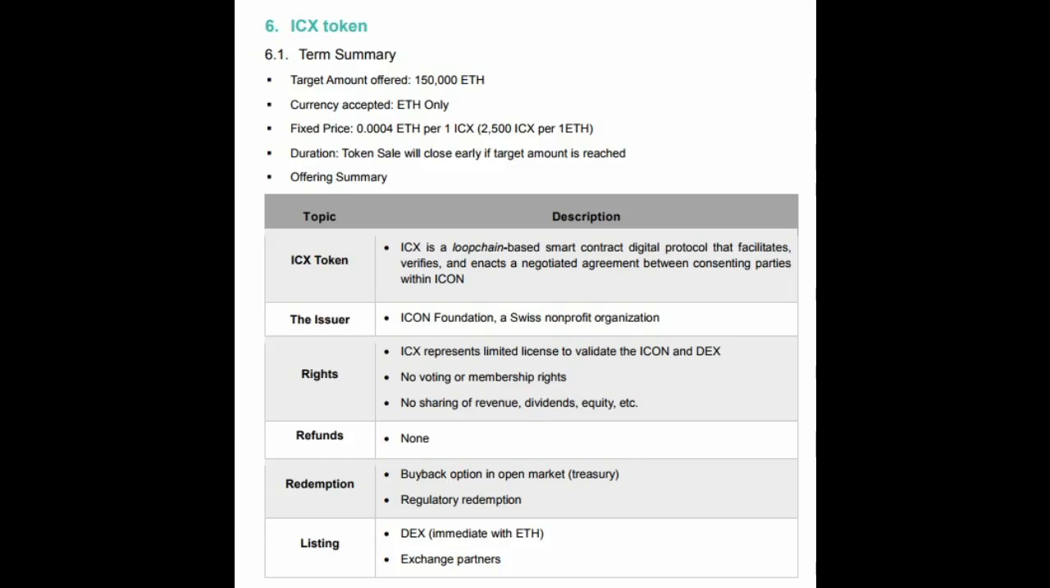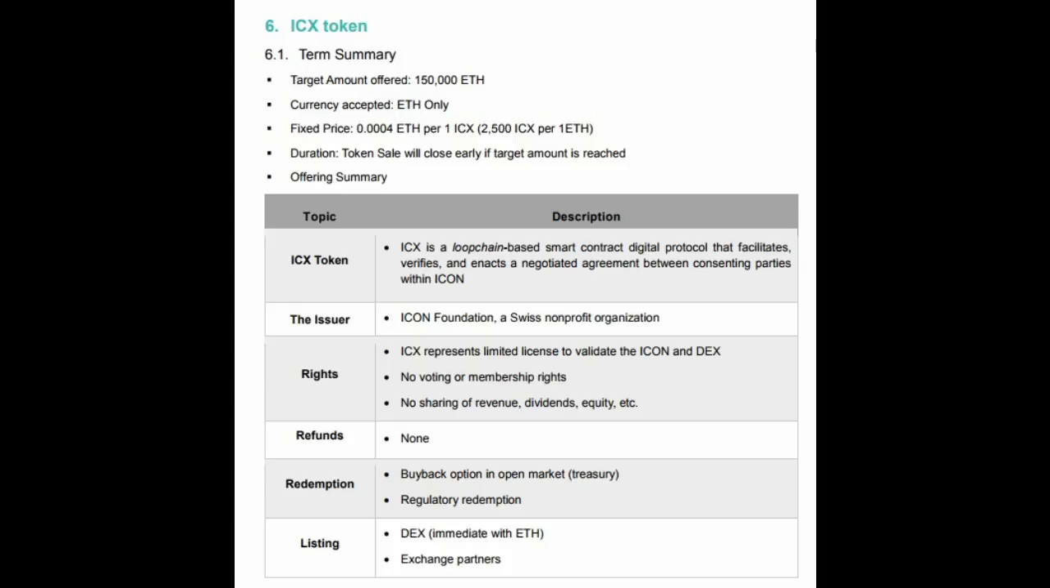So now let's move on to the details of the ICO. And tomorrow is that ICO. I'll be talking about that a little bit later. The target amount offered is 150,000 ETH. Currency accepted is Ethereum only. The fixed price of 0.0004 Ethereum per 1 ICX. So you get 2,500 ICX tokens per 1 Ethereum. The token sale will close early if the target is met.